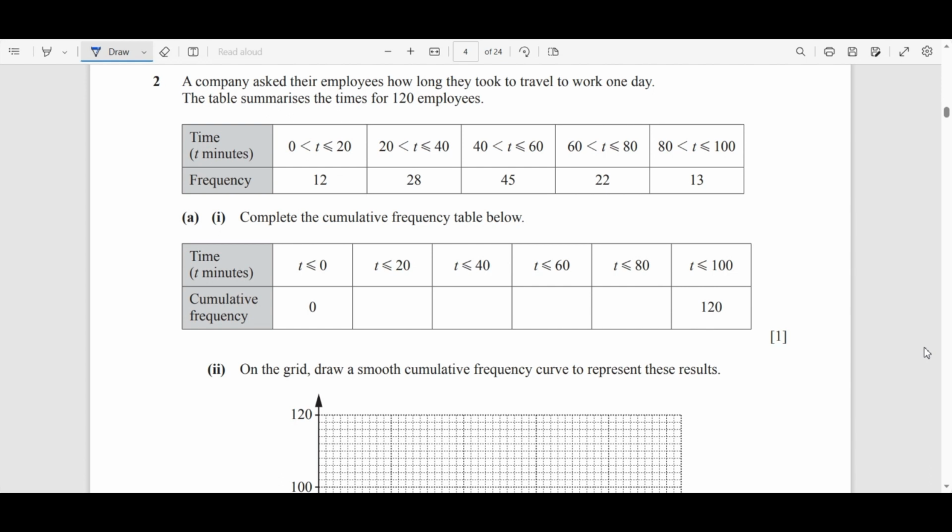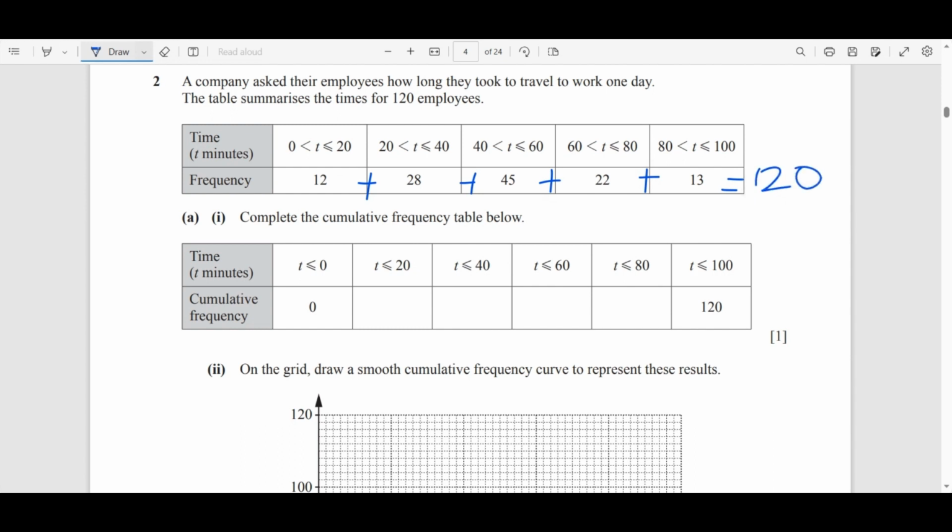There are 12 employees who took less than 20 minutes to travel to work. And there are 28 employees that took more than 20 minutes and less than 40 minutes traveling to work. So this is how the table goes. This is the frequency, the number of people. When you add them up, 12 plus 28 plus 45 plus 22 plus 13, you get 120.